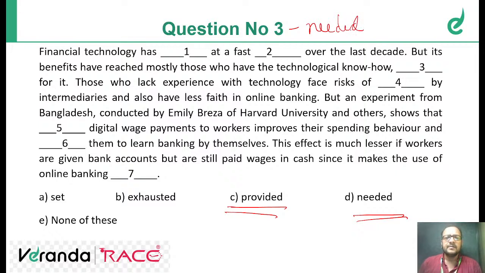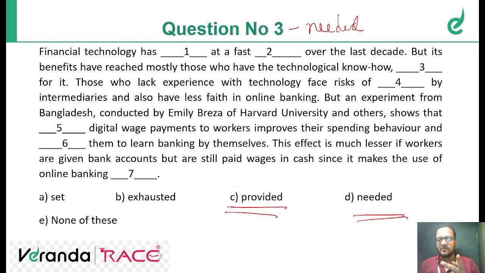Those who lack experience with technology face risks of dash by intermediaries. So there should be some negative word. Understand this. The basic idea to solve a cloze test is to first predict what kind of word it would be, a negative word or a positive word.